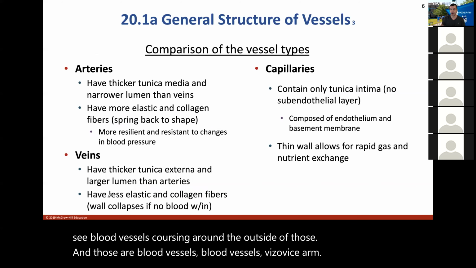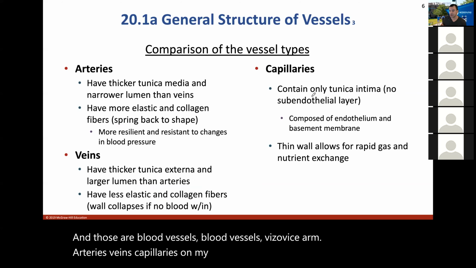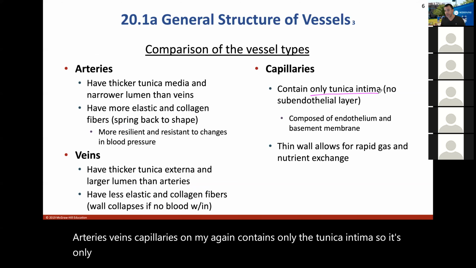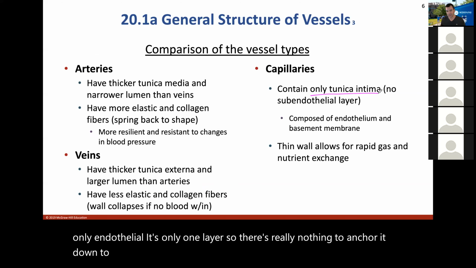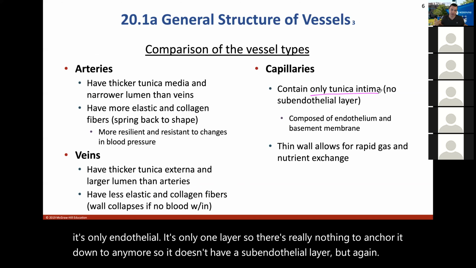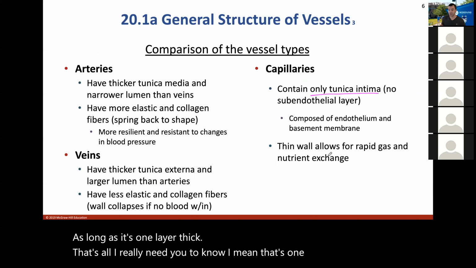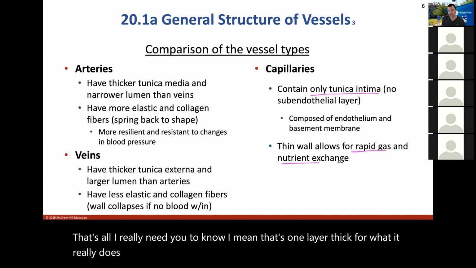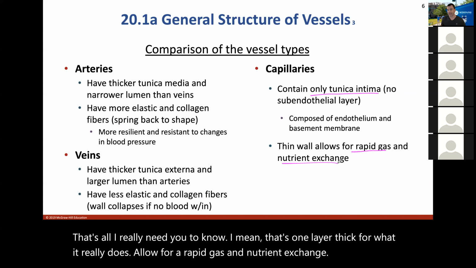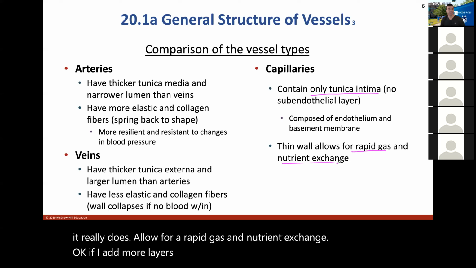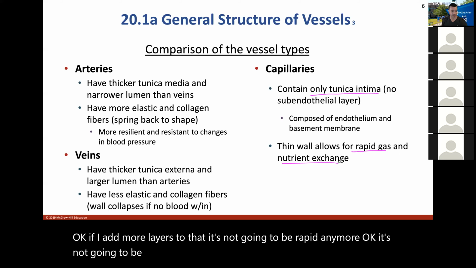Arteries, veins, capillaries, oh my. Capillaries contain only the tunica intima, so it's only endothelial. It's only one layer, so there's really nothing to anchor it down to anymore. So it doesn't have a subendothelial layer, but as long as you know it's one layer thick, that's all I really need you to know. It's one layer thick for what it really does. It allows for a rapid gas and nutrient exchange. If I add more layers to that, it's not going to be rapid anymore. So that kind of defeats the purpose.